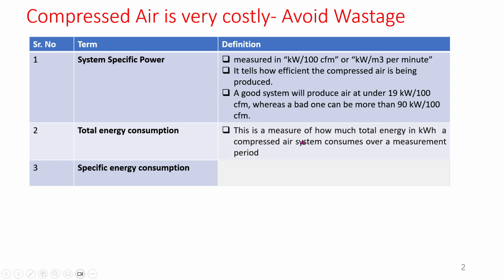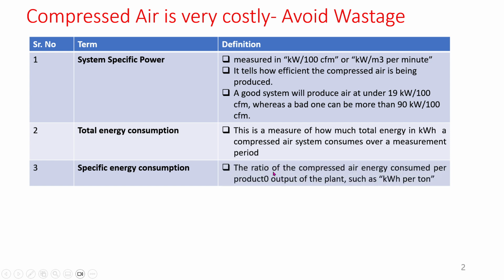Total energy means how much energy we are consuming for running the compressed air system over a period of time. That is the total power required to manufacture the compressed air. Specific energy means how many kilowatts are required per metric ton of compressed air produced. These are the three ways we can define it.